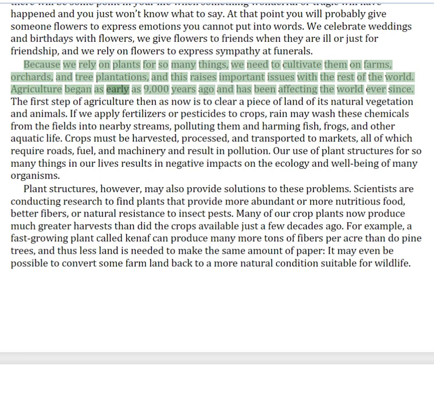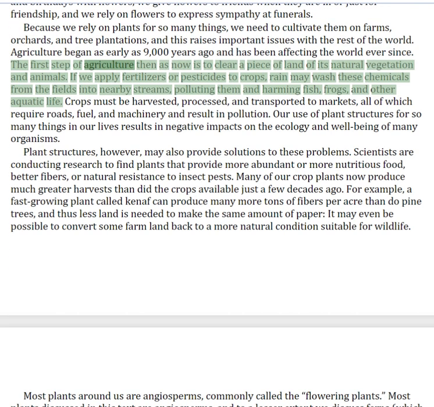Agriculture began as early as 9,000 years ago and has been affecting the world ever since. The first step of agriculture then as now is to clear a piece of land of its natural vegetation and animals. If we apply fertilizers or pesticides to crops, rain may wash these chemicals from the fields into nearby streams, polluting them and harming fish, frogs, and other aquatic life.